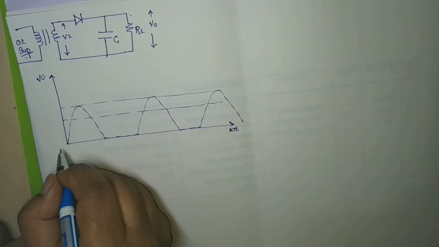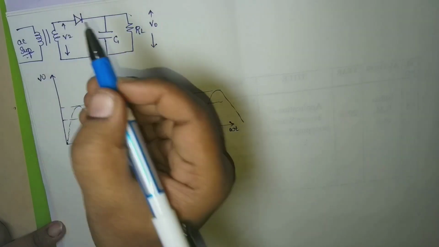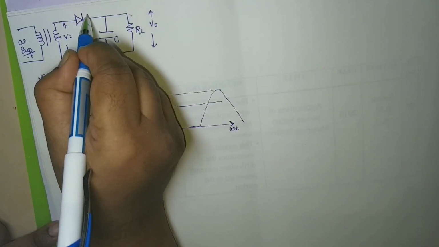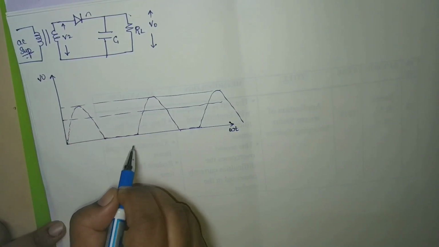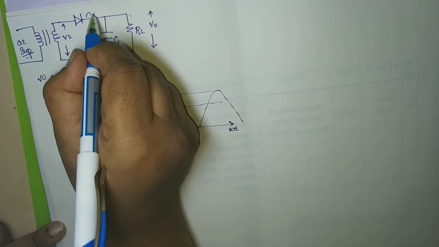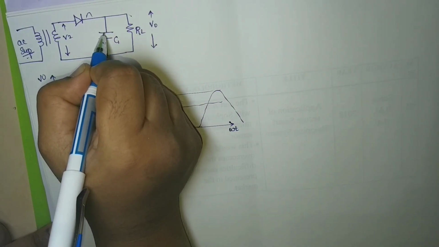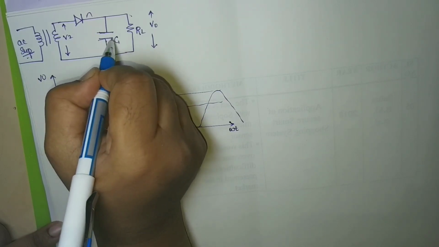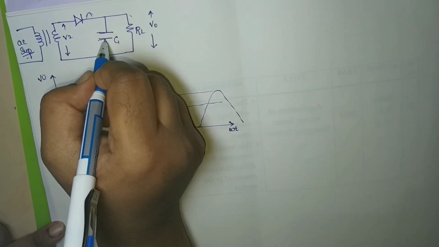Next, because I have a capacitor here, what happens to the signal? The diode will allow the positive pulse and it will block the negative pulse. So we don't need to bother about the negative pulse. We have the positive pulse here. First, the positive pulse will be stored across the capacitor. Capacitor is used to store charges, right? So this positive pulse will be stored here.